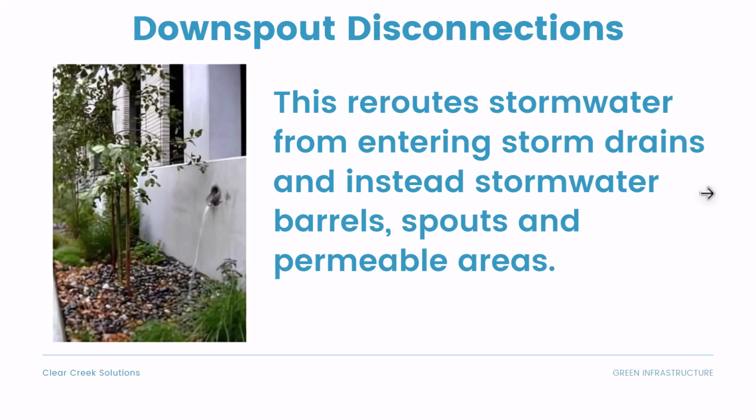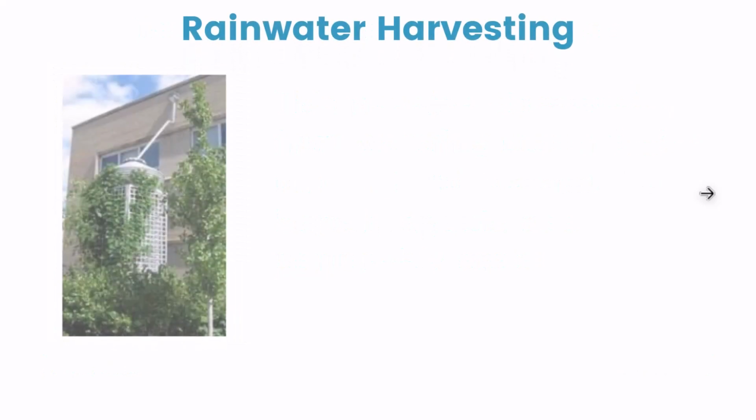So we have downspout disconnections. This reroutes stormwater from entering storm drains and instead sends it to rain barrels, spouts, and permeable areas. So we're rerouting that water away from just going to the storm drain, and instead it can go into these different spouts and permeable areas where it can be filtered and stored for a short period of time.